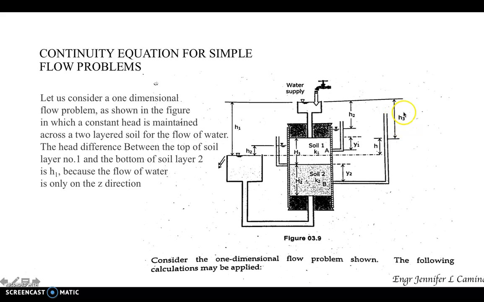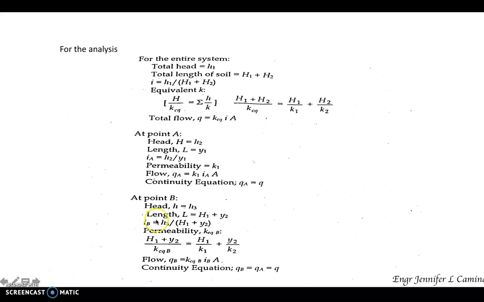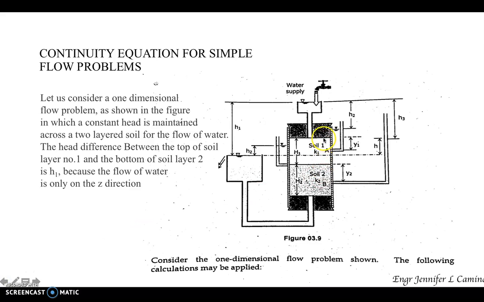So meaning to say, our head at point B is H of 3. The length of the soil will be equivalent to the length of the soil at point B. This is point B. The water will pass from soil 1 towards soil 2 towards point B. So from point B towards soil 2, the level is the surface of soil 2, that is Y sub 2.